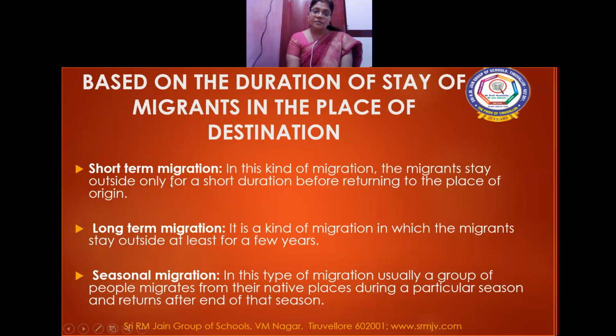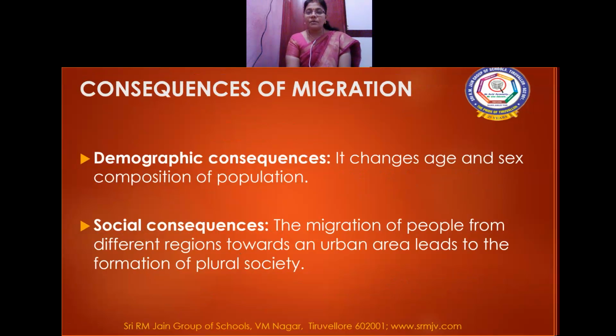So children, we discussed about short term migration, long term migration, and seasonal migration. Next one, we are going to discuss about the consequences of migration, that is demographic consequences and social consequences. First one, demographic consequences. So it changes age and sex composition of population.